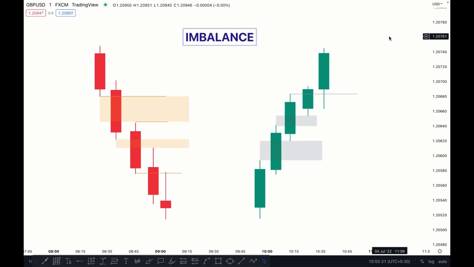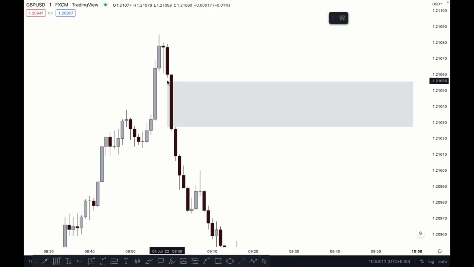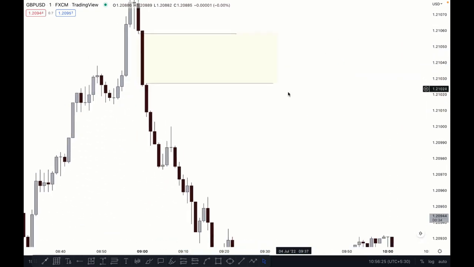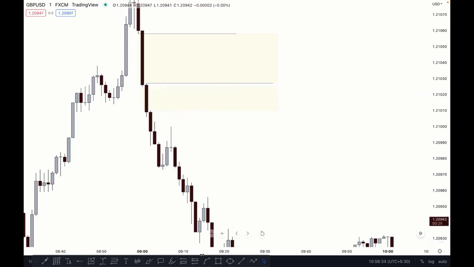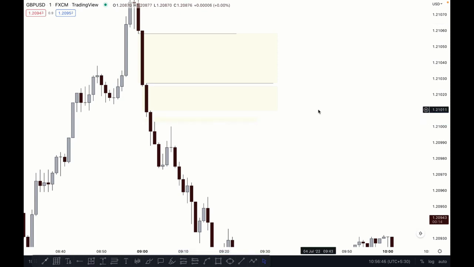Let's switch to the real chart to identify the imbalance. This candle's low, which is here, okay, and this candle's high, which is here. So this is an imbalance between these candlesticks, right? Okay, and same thing is here, the next candle's low and next candle's high between this zone, this is also known as an imbalance, correct? And the third zone is here, this is a minor imbalance, correct?